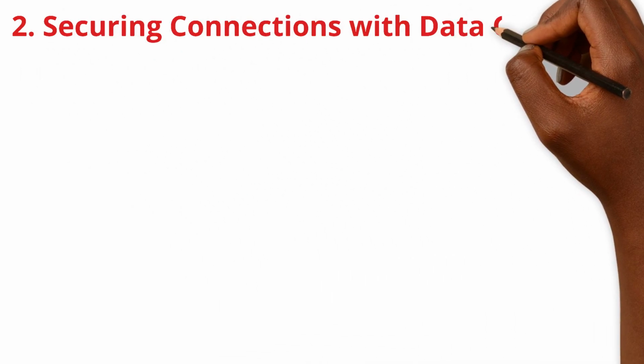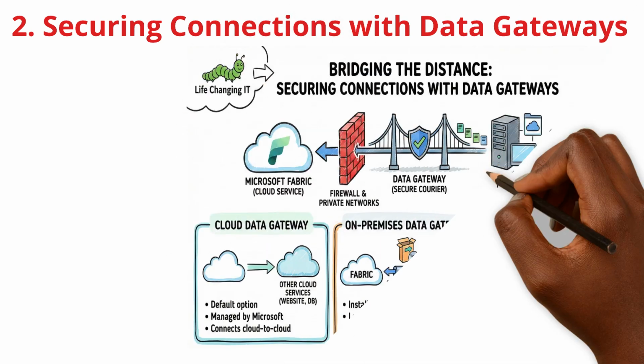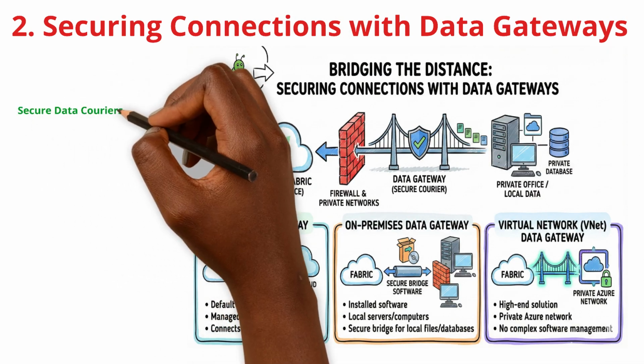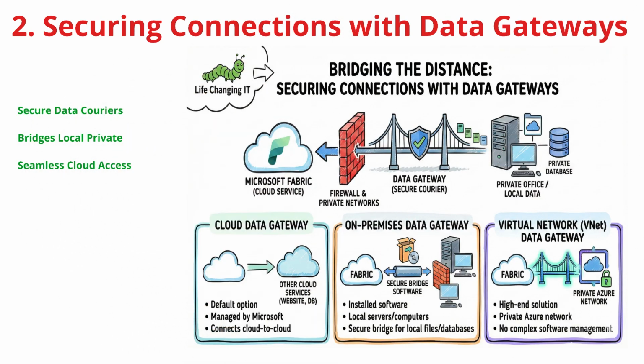Imagine Microsoft Fabric is a high-tech kitchen in the cloud, but some of your best ingredients are locked away in your home pantry or a private storage unit. To get them, you need a data gateway. Think of a gateway as a secure, specialized courier that has the key to pass through your company's firewall, safely grabbing your data and delivering it to the cloud.